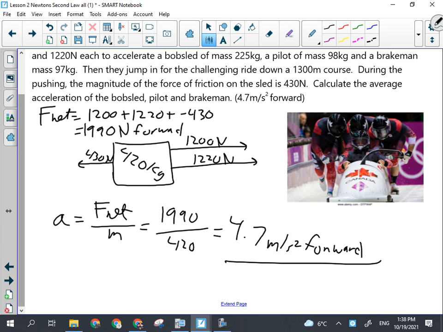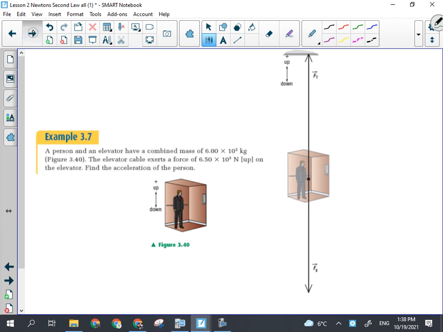Any other questions on that one? Now, this type of question is very, very common. It's also very simple, but it's a very common type of Newton's second law question: elevator questions. There are going to be two forces involved in an elevator question: gravity and whatever is pulling against gravity, usually tension in a cable that would be used to lift the elevator. Those are going to be our two forces.